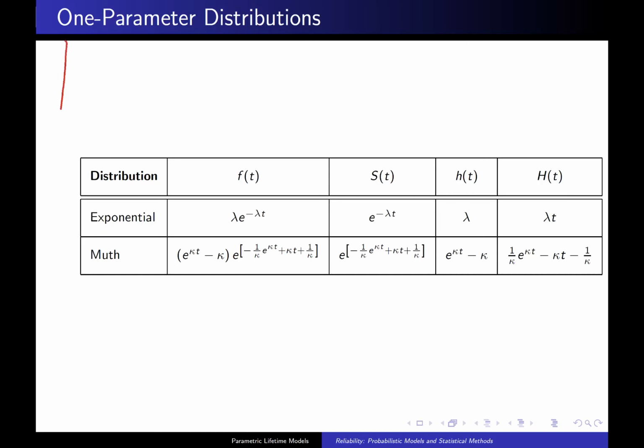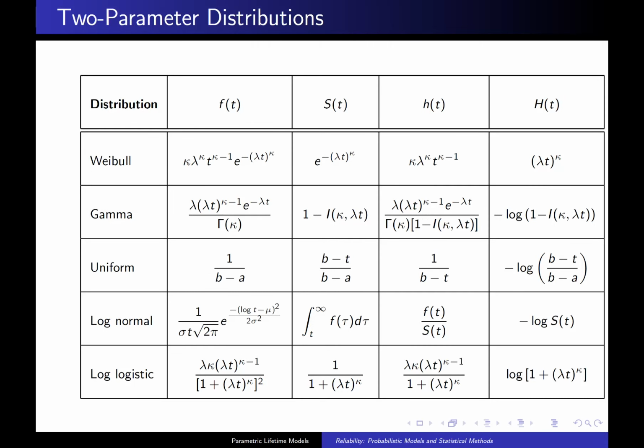So here are some one-parameter distributions. One should be very familiar by now, which is the exponential distribution. A second one-parameter distribution is the Muth distribution. I don't believe it gets used very often. The exponential distribution, however, gets used often and typically for electrical components.